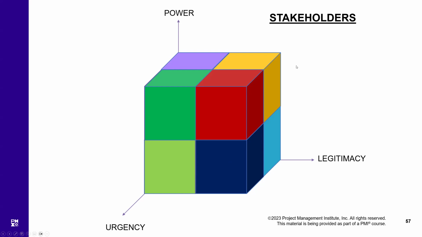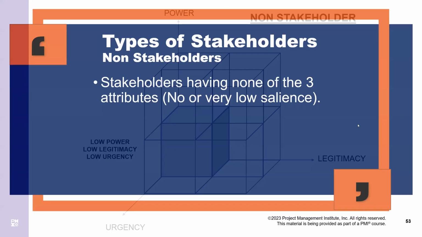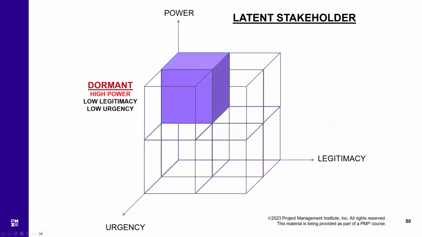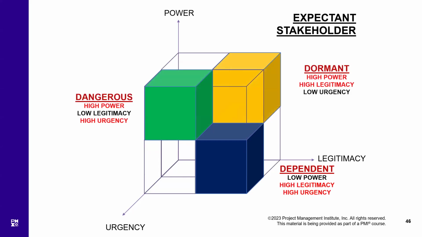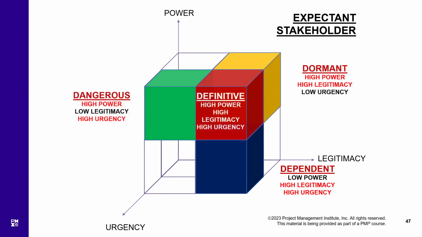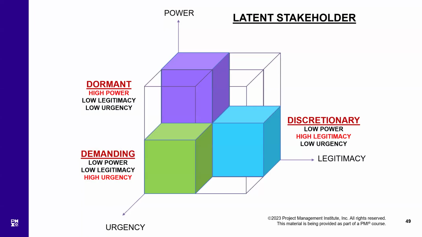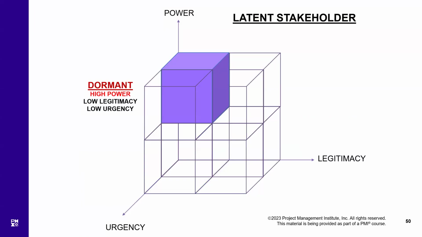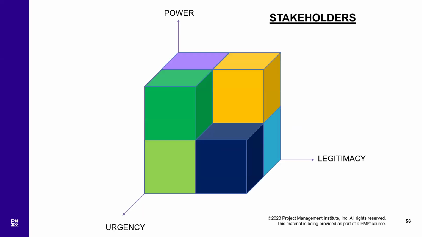Expectant. And their names are these: dangerous, dormant, and dependent, right? And then we have got latent stakeholders, which are high in only one area, and they are these ones: dormant, demanding, and discretionary. And then we have the non-stakeholder. That makes the whole picture.